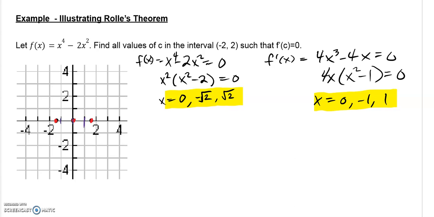So when we sketch this graph, I know that it's going to come down here. It's going to have a horizontal tangent there, right? And then it's going to have another horizontal tangent at that point right there. And then have a horizontal tangent here, and then come back up. So the graph should look something like this, where my horizontal tangents occur here, here, and here. Okay, so that's the basic idea behind Rolle's theorem.